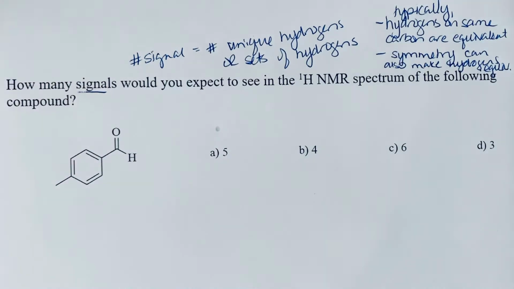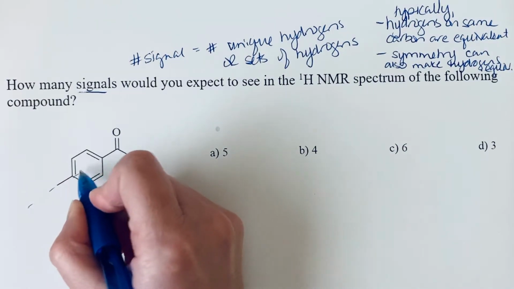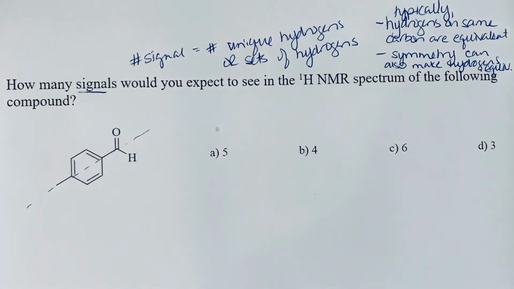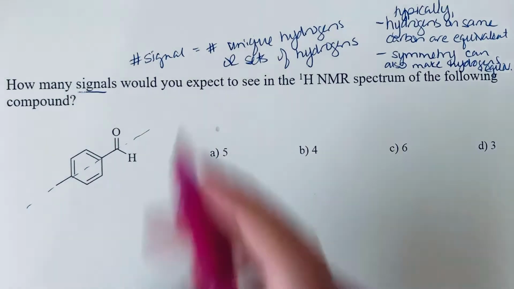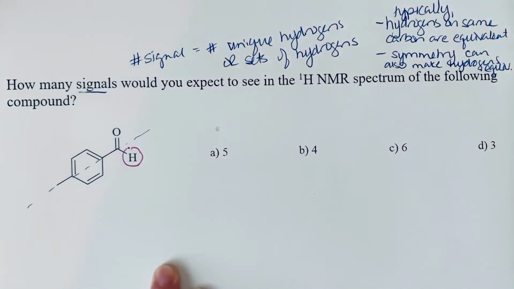So we also need to look for symmetry. And so if we're looking at this benzene ring, we actually do have a plane of symmetry running this way through the molecule. So what that means, when we're looking for a number of signals, we'll start identifying the hydrogens. So we should see a signal for that aldehyde hydrogen.